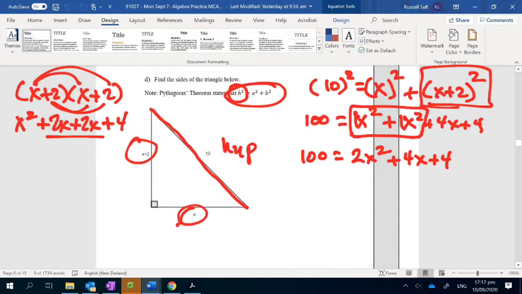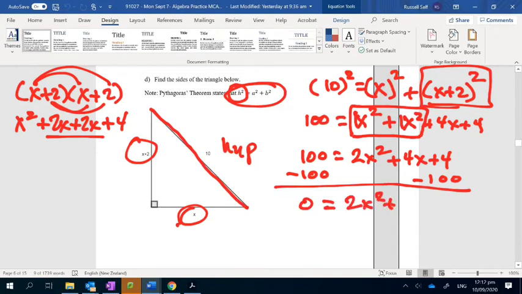So this first step is to set it equal to 0. Does it equal 0 now? No. We need to subtract the 100 from both sides. Oh, be careful, not 104. 2x squared plus 4x. 4 minus 100 is negative 96.